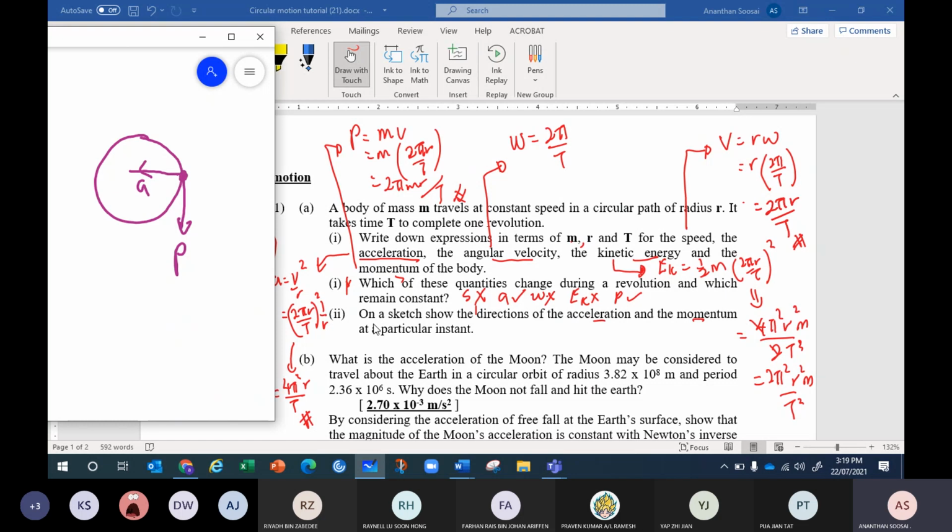Okay, so this is about part A of question 1. Okay, I hope you understand part A. This is the part 3. Okay, now let's go to B.